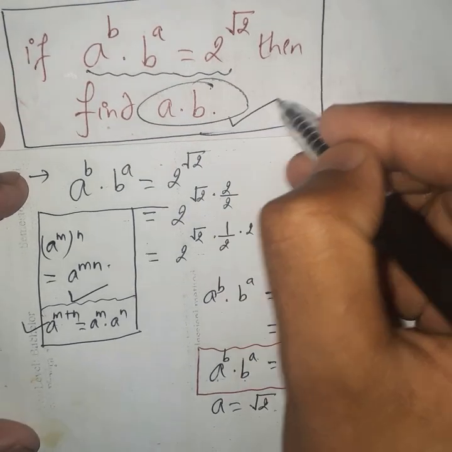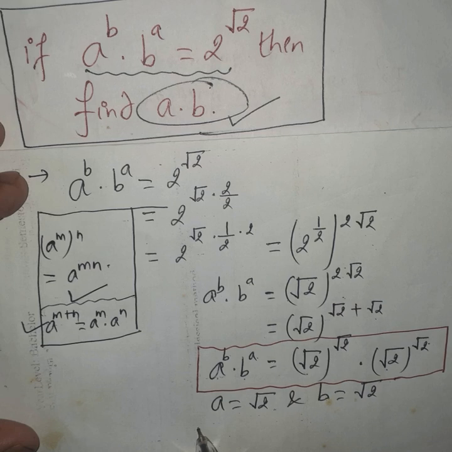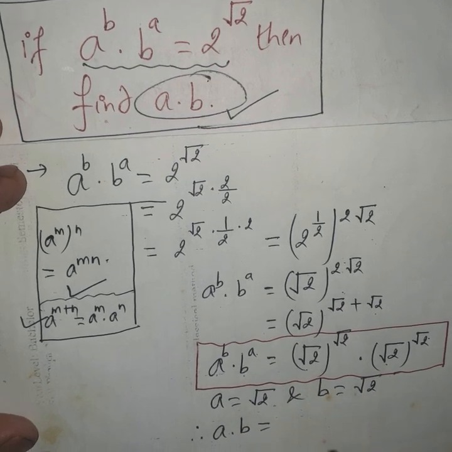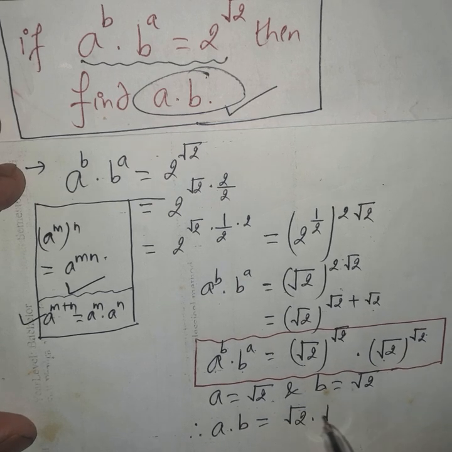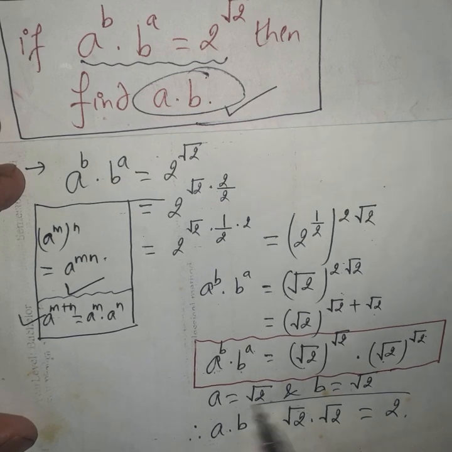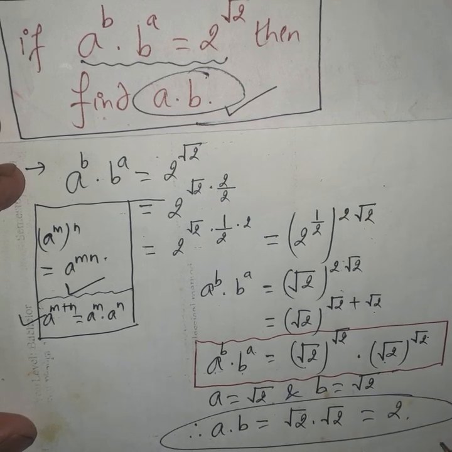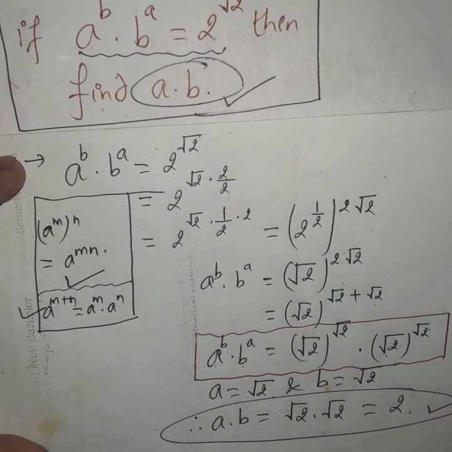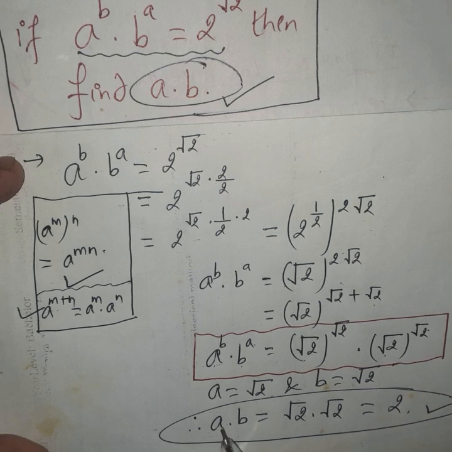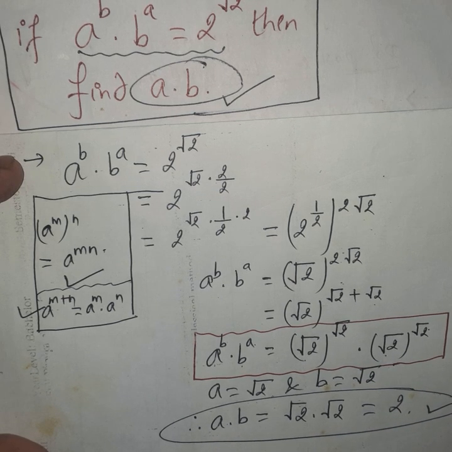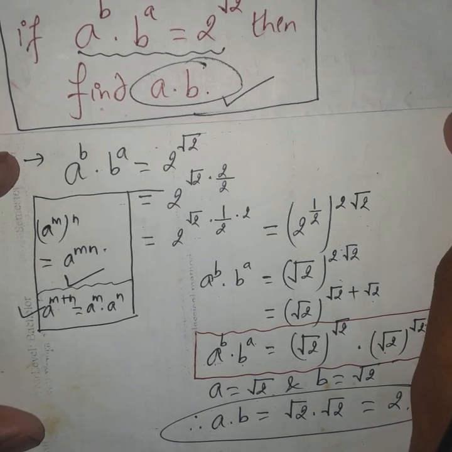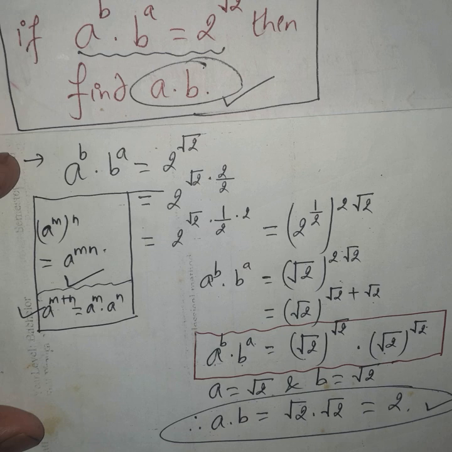But our question is to find a times b. It is very easy to calculate the product of a and b. ab equals square root of 2 times square root of 2. This is just 2. Here we finally obtain the value of a times b. This is just 2. Here we use the basic idea of the exponents, and we finally obtain the value of a times b. This is the final solution of this question. This is very interesting. This looks very complicated but is very easy.